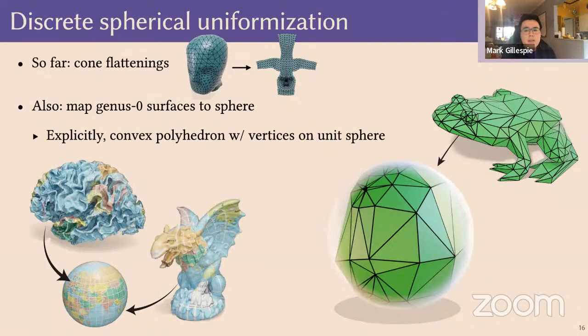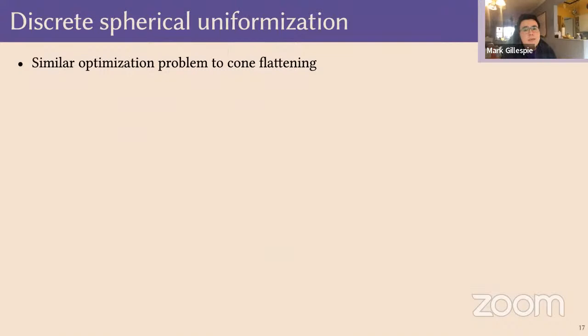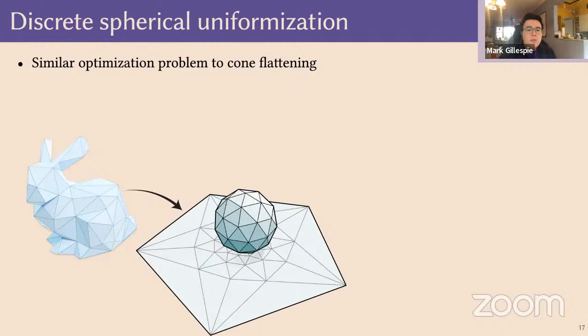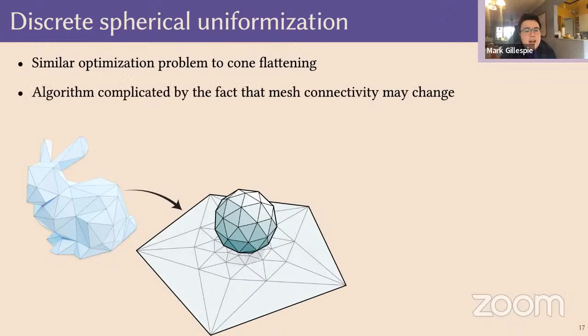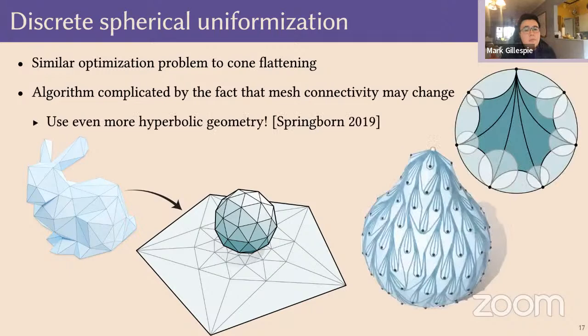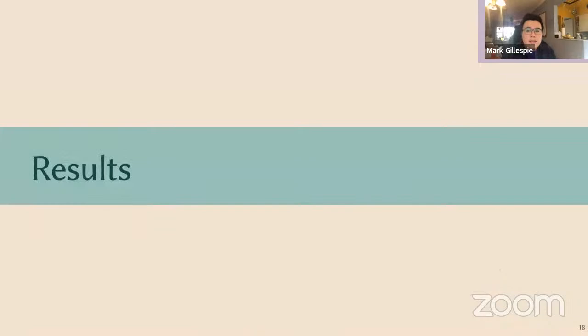The general approach is quite similar to flattening. Indeed, we begin by computing a discrete conformal map from our mesh to the plane. But then we can project the plane up onto the sphere to obtain the desired map to the sphere. As ever, the story is complicated by the fact that the mesh connectivity may change during optimization. However, the hyperbolic picture saves us yet again, and by appealing to some even more mysterious hyperbolic geometry, you can get this whole procedure working. Okay, so that's the algorithm. Now let's take a look at some results.